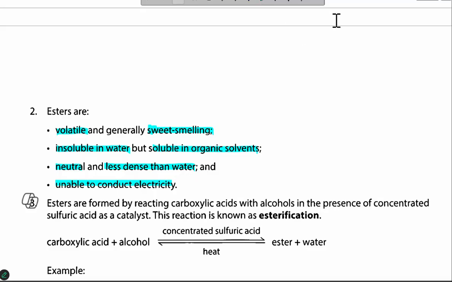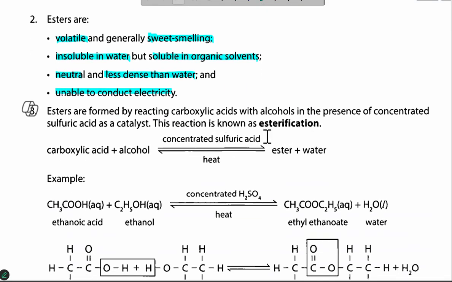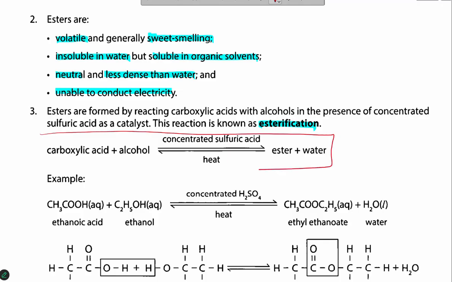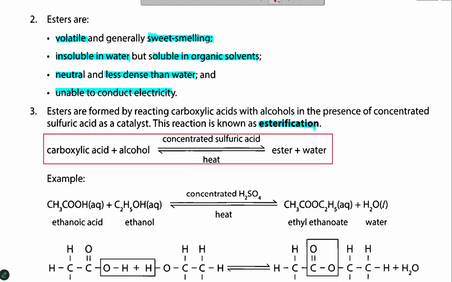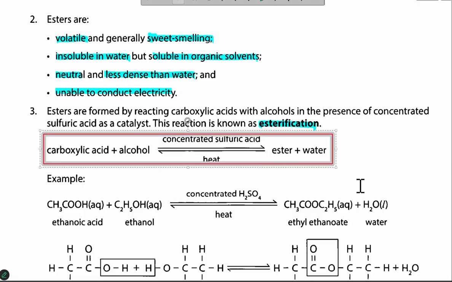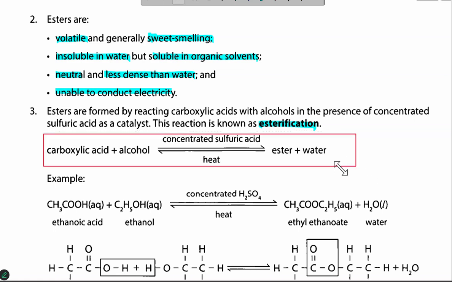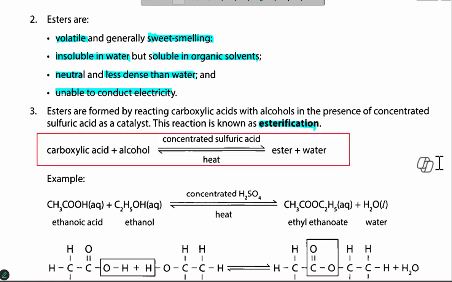So the reaction is this. The reaction is called esterification. So what's esterification? It's a reaction between the acid and alcohol in the presence of concentrated sulfuric acid to form ester and water, and this is a reversible reaction. Now this one is a bit heavy in content, but you can memorize it properly. Carboxylic acid plus alcohol, heat in the presence of concentrated sulfuric acid, they can turn to ester and water, and this is a reversible reaction.